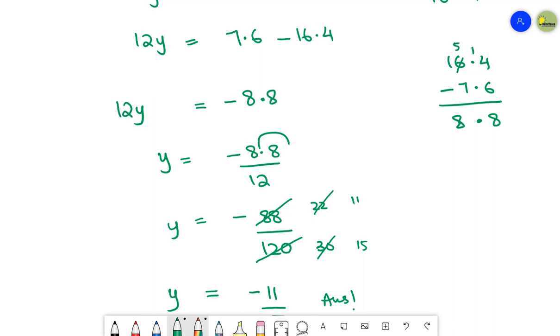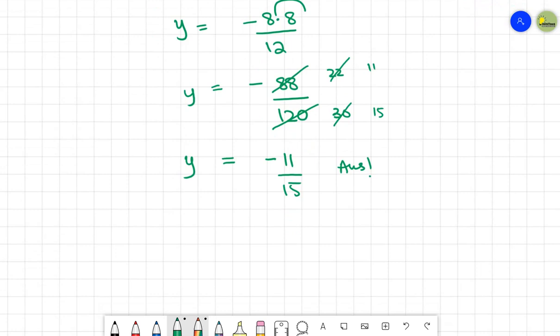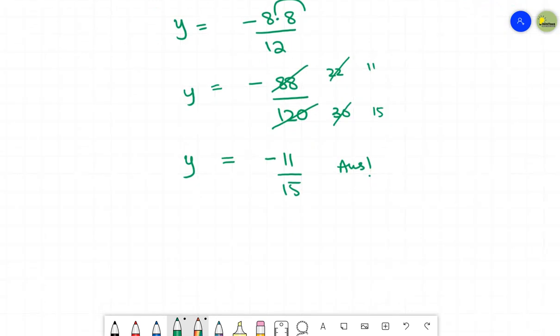Then 15 minus 7 is again 8. So it is minus 8.8, sorry. Now divided by 12. 8.8 becomes an integer by shifting the decimal one place to the right. You have to add a 0 in the denominator. So 88 upon 120. Now just cancel it by the table of 4.